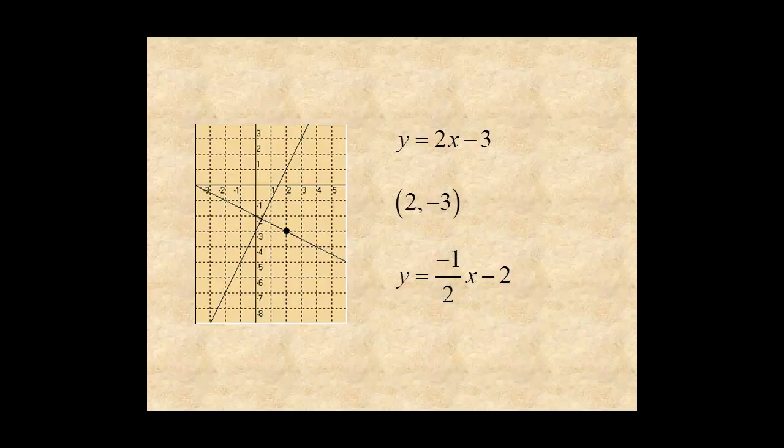So here's the given line, y equals 2x minus 3, and the given point 2, -3. The equation of the perpendicular line is y equals -1/2 x minus 2. And you can see this is correct from the graph, since the y-intercept of the line is -2 on the y-axis.